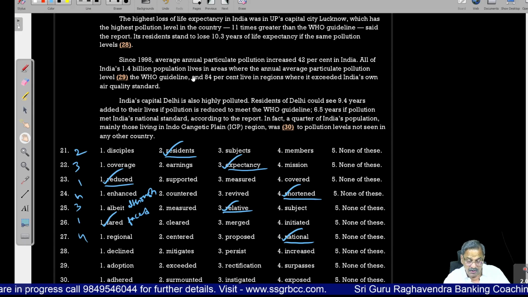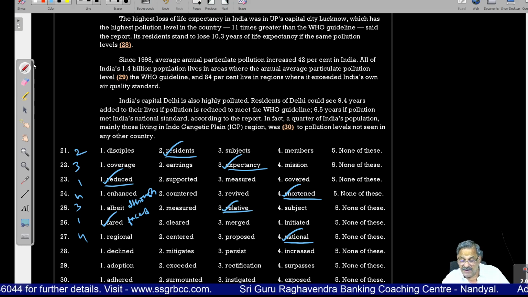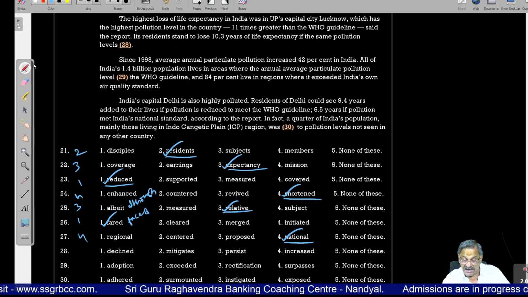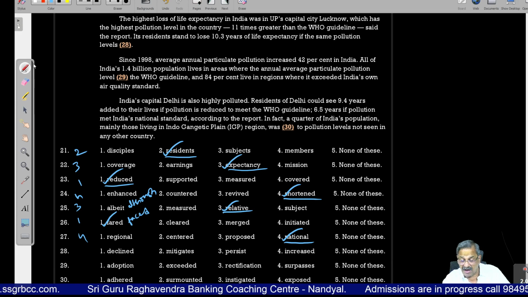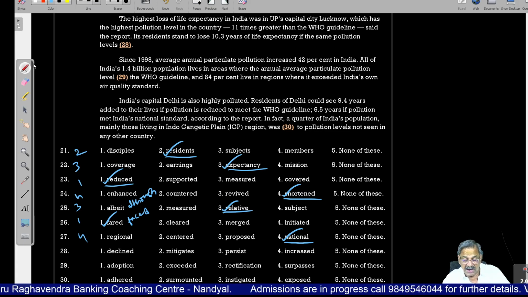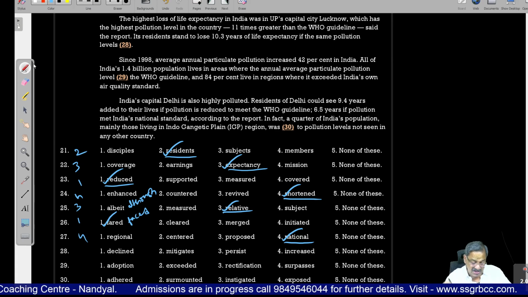The highest loss of life expectancy in India was in UP's capital city Lucknow, which has the highest pollution level in the country, 11 times greater than the World Health Organization guideline, said the report. Its residents stand to lose 10.3 years of life expectancy if the same pollution levels persist.